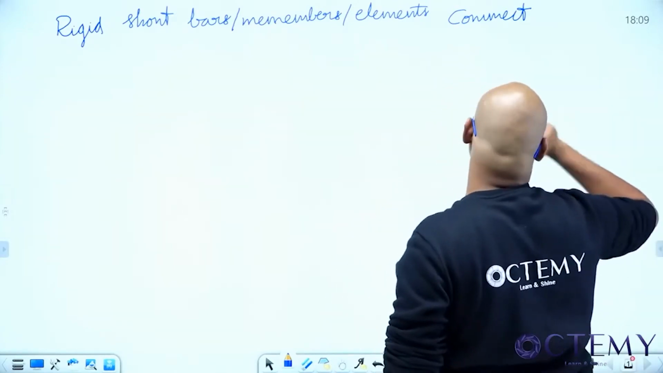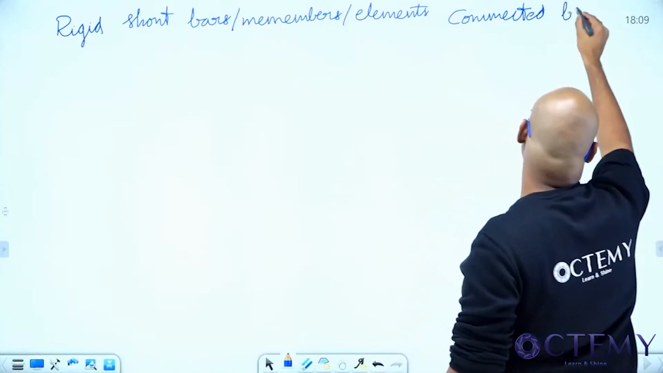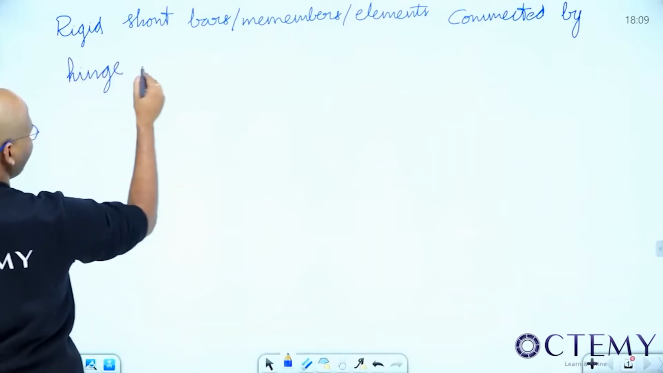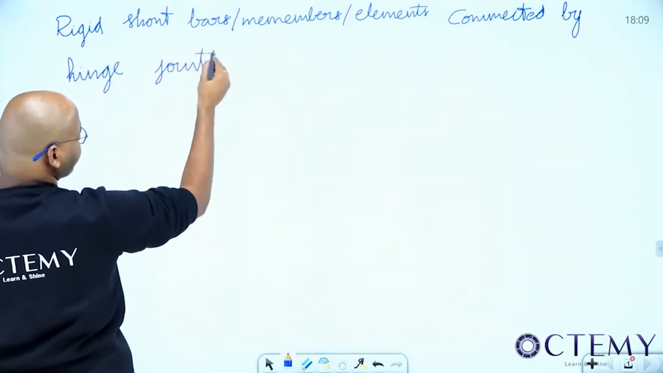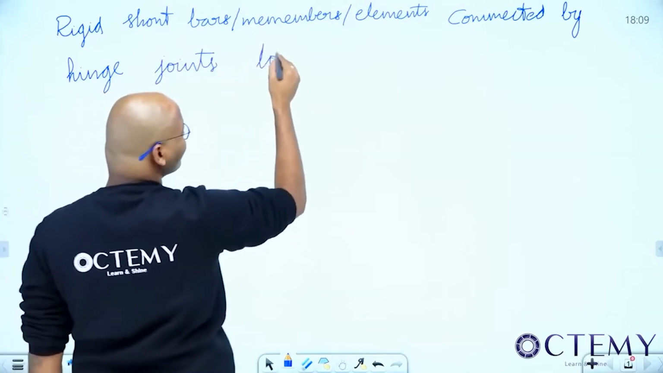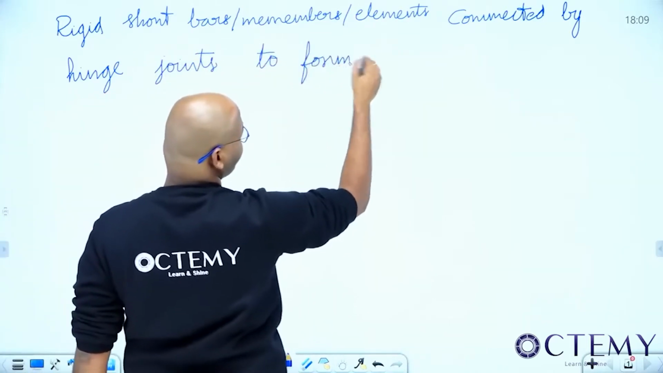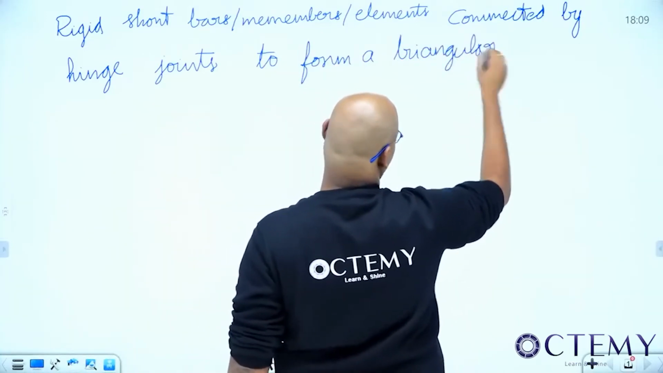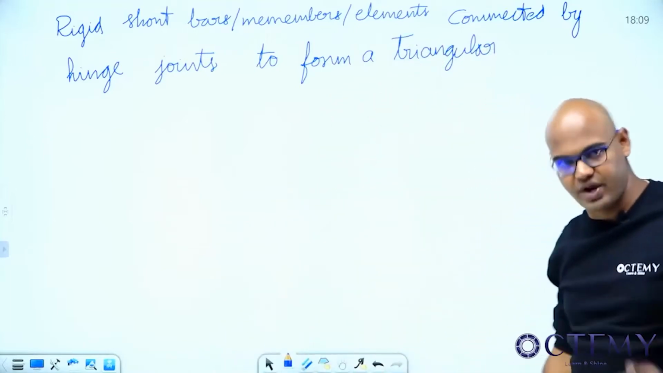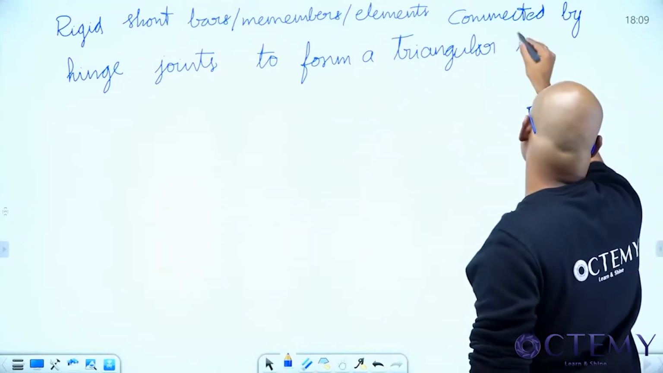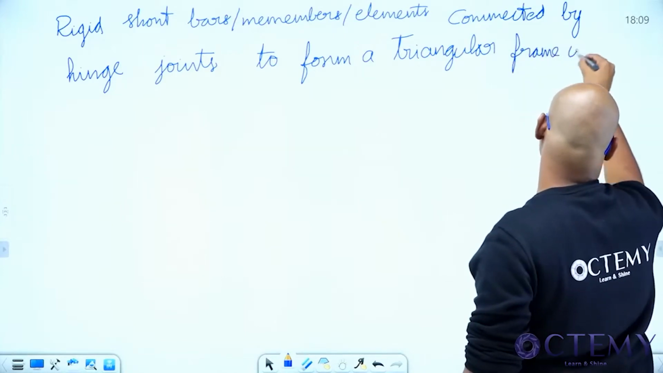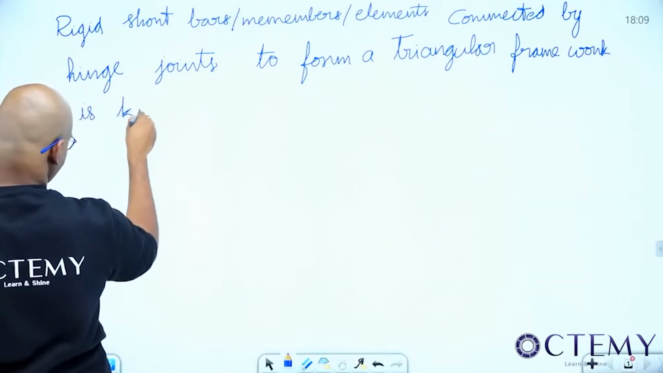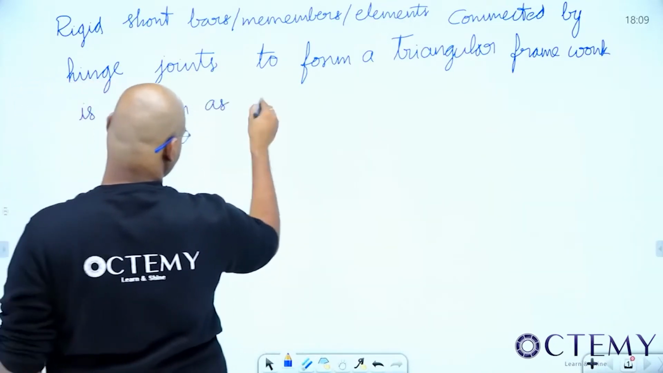Okay, so rigid short bars are elements connected by hinge joints. How are they connected? By hinge joints to form a triangular framework. Why a triangular framework? I showed you yesterday, because the basic structural element is a triangle. To form a triangular framework is known as a truss. Are you okay? Is known as a truss.